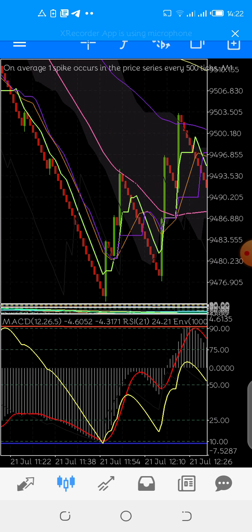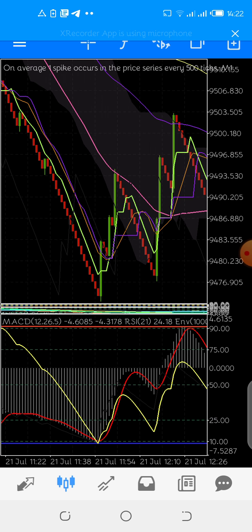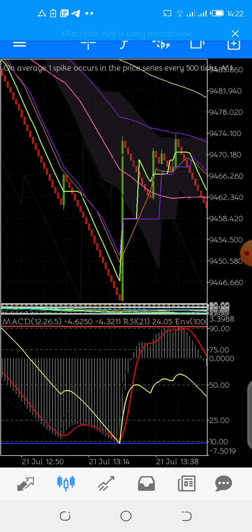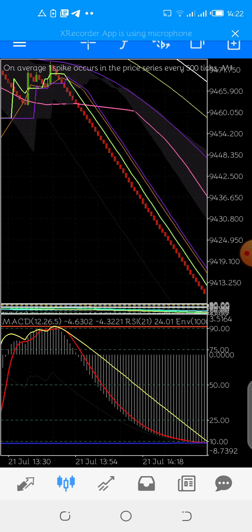So this was not a successful setup because the moving average had not touched level 90, so you ignore that. This also was not a successful setup because the moving average had not touched level 90, so you ignore that.